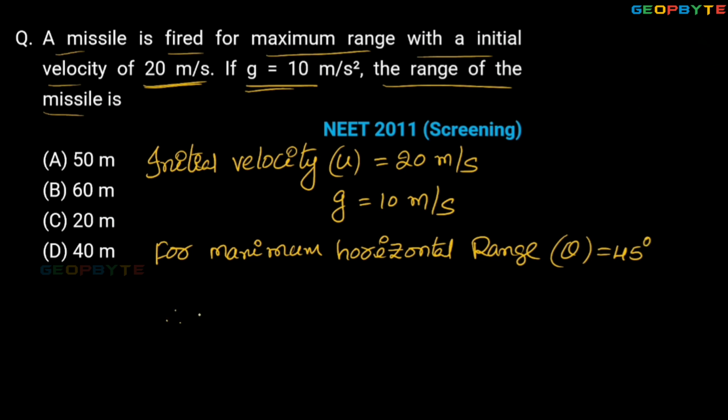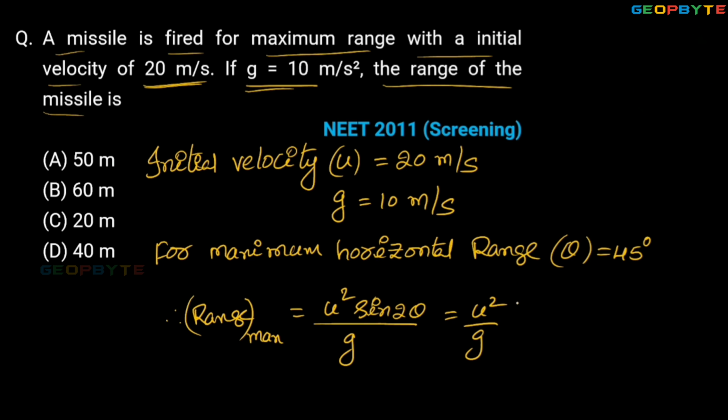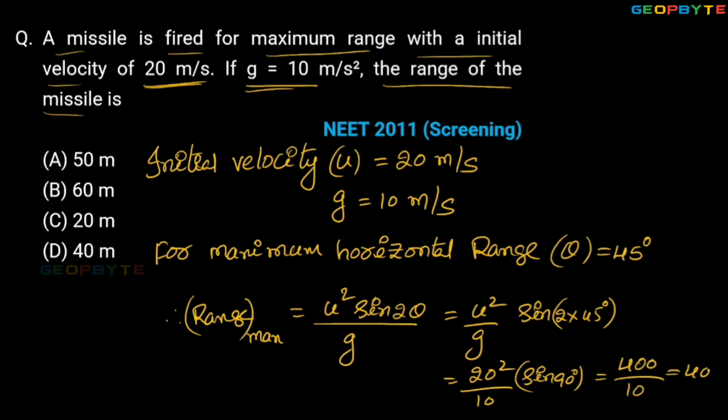Okay. Then the maximum range is equal to u square sine 2 theta divided by g. It is equal to u square by g into sine 2 theta. Sine 2 theta, 2 into 45 degrees. So it is equal to 20 square by 10 into sine 90. Sine 90 equal to 1. Finally, it is 20 square, that is 400, divided by 10 equal to 40 meters. That is the maximum horizontal range. Look at D. Option D is absolutely correct.